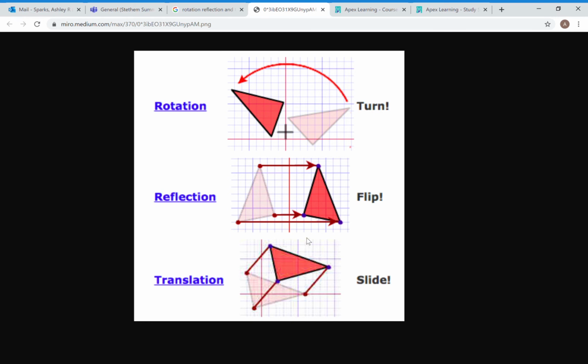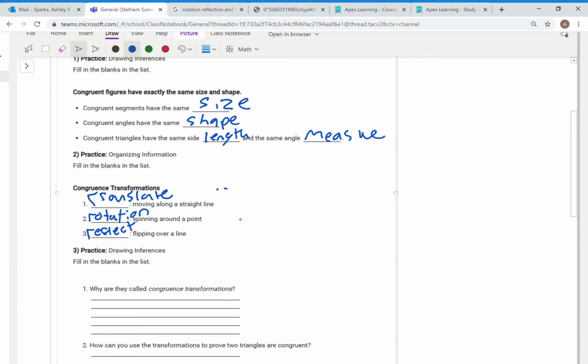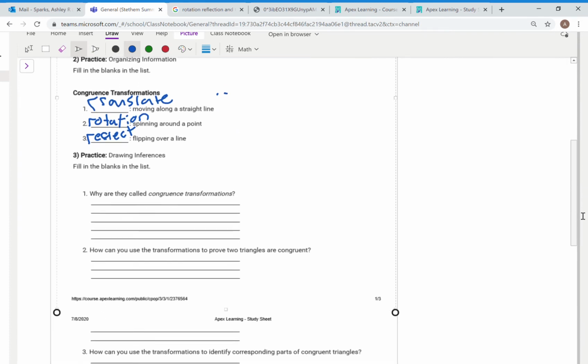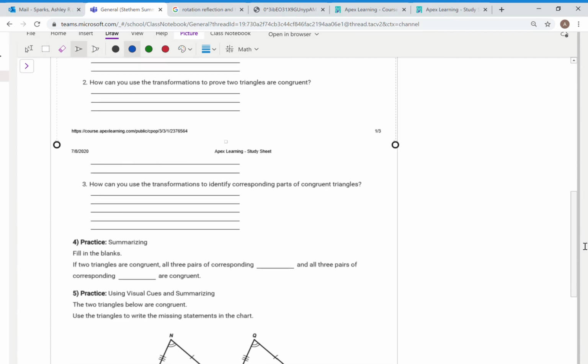And then finally, translate. You translate your furniture all the time. You move something, you just slide it. Because you slid that chair, it didn't change size, so it stayed congruent. Why are they called congruent transformations? Because you move them and they stay the same. I'll leave some of these written ones and just move on to some of the practice.